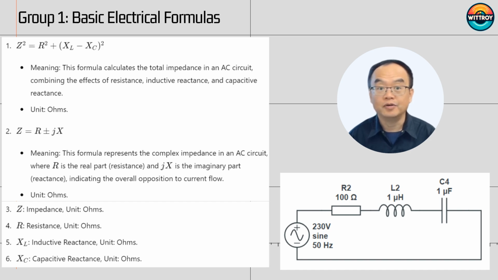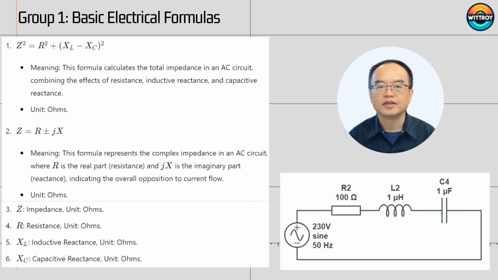Now let's break down each variable in these formulas. Z, impedance, the total opposition to the flow of alternating current in the circuit. The unit for impedance is ohms. R, resistance, the opposition to the flow of current due to resistors in the circuit. The unit for resistance is ohms. XL, inductive reactance, the opposition to the change in current by an inductor. The unit for inductive reactance is ohms.